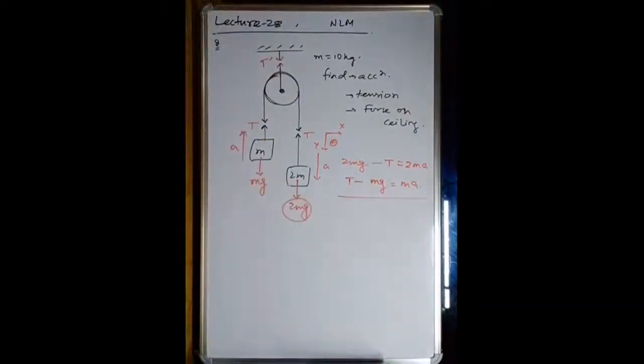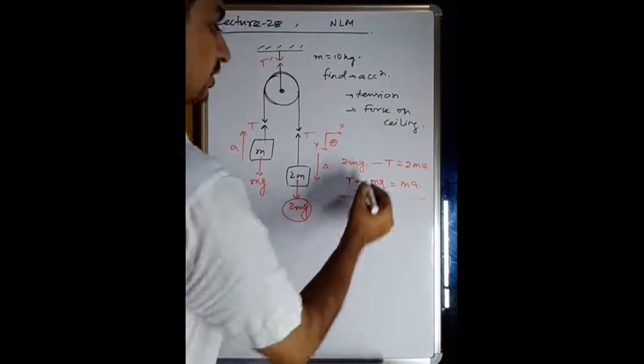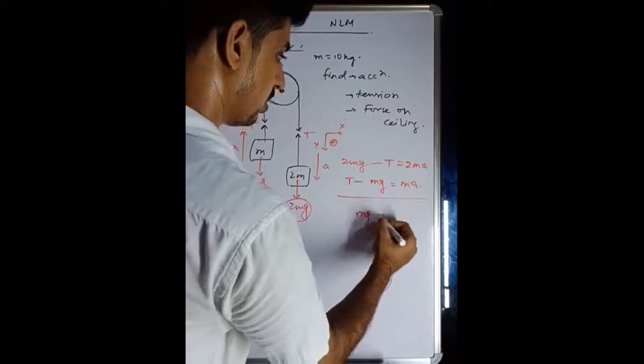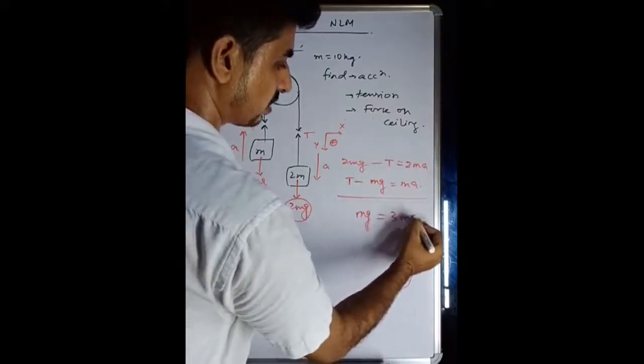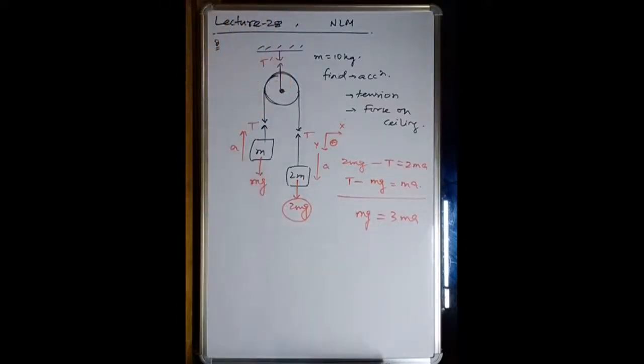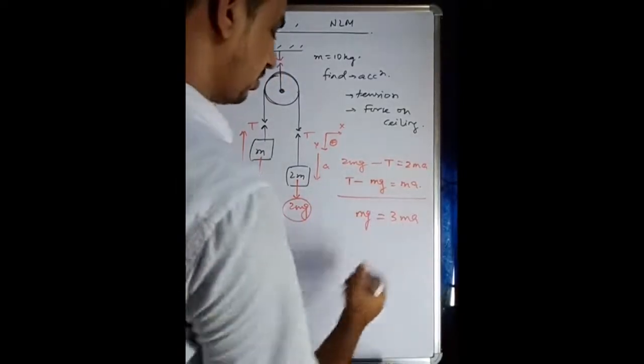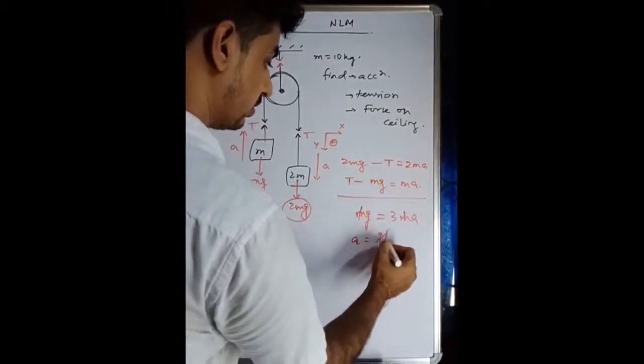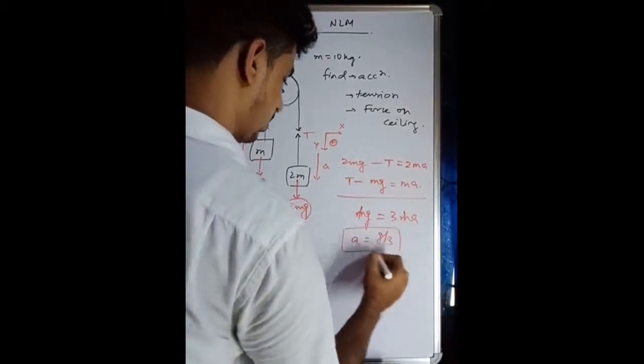You can sum up to get the net value. T will be cancelled out. It is mg equals 3ma. You can have the acceleration here, m will be cancelled out, so it is g by 3.